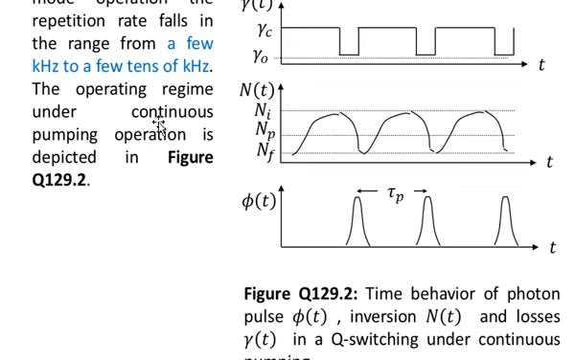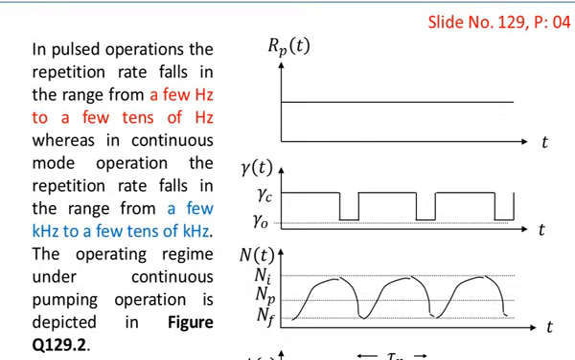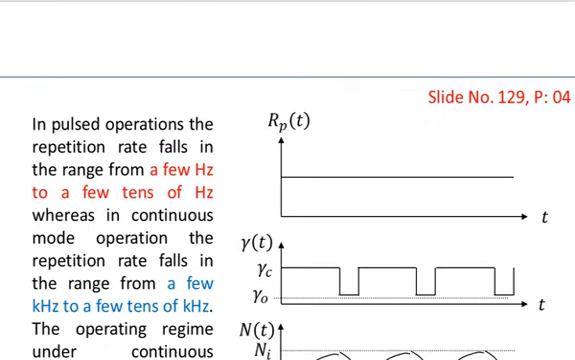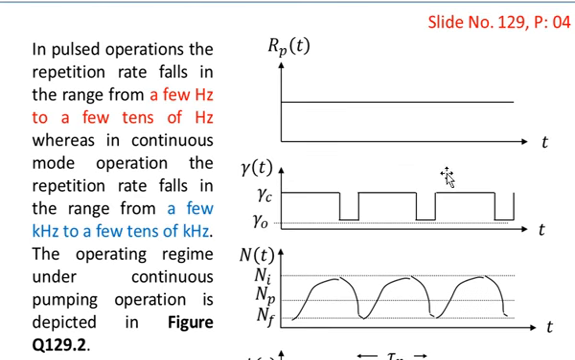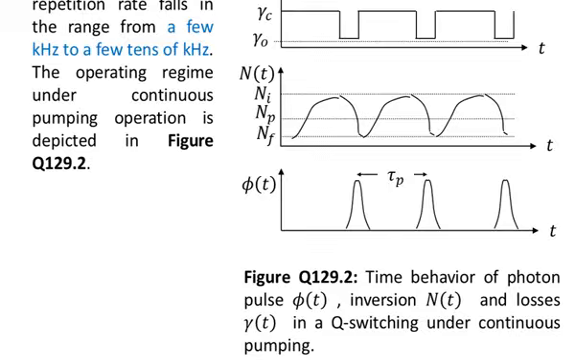The operating regime under the continuous pumping operation is depicted in figure number 2. This is the figure which I have explained, and it corresponds to the case when the value of the pumping rate is constant with time. And this is the region where we discuss the continuous Q switching operation. The Q switching operation is occurring repeatedly or periodically, and the photon pulses are obtained periodically.